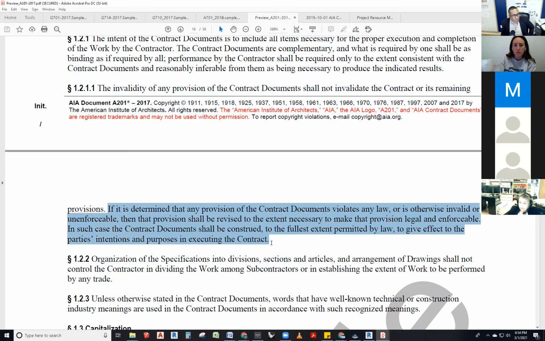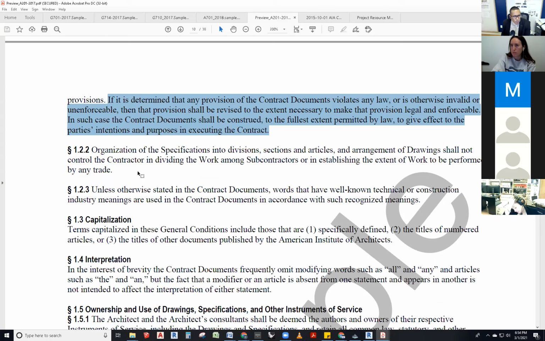All right. If it is determined that any provision of the contract documents violates any law or is otherwise invalid or unenforceable, then that provision shall be revised to the extent necessary to make that provision legal and enforceable. In such case, the contract documents shall be construed to the fullest extent permitted by law to give effect to the parties' intentions and purpose in executing the contract. We've heard something like this on the B101 already.